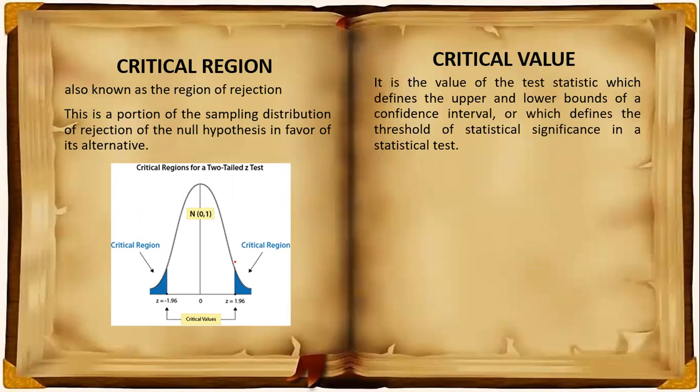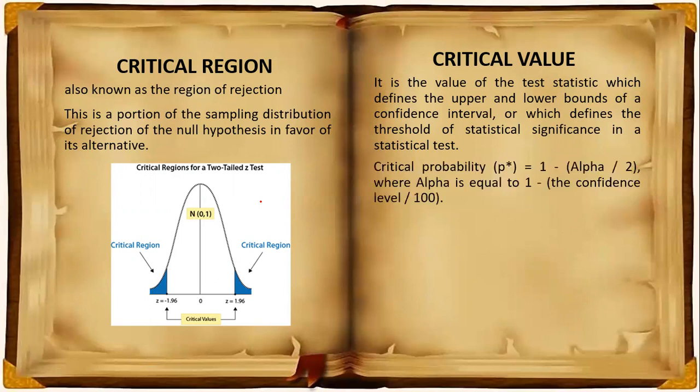Critical value, it is the value, no? Just like what I have said, no? It is a value of the test statistic which defines the upper and lower bounds of a confidence level or of a confidence interval, or which defines the threshold for statistical significance in a statistical test. So we have here the formula of critical probability, or P star is equal to 1 minus the quantity of alpha divided by 2, where the alpha is equal to 1 minus the quantity of the confidence level divided by 100.